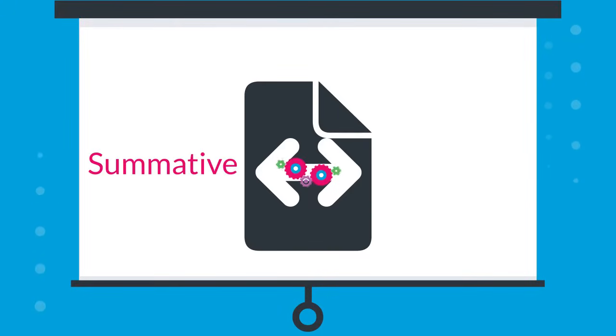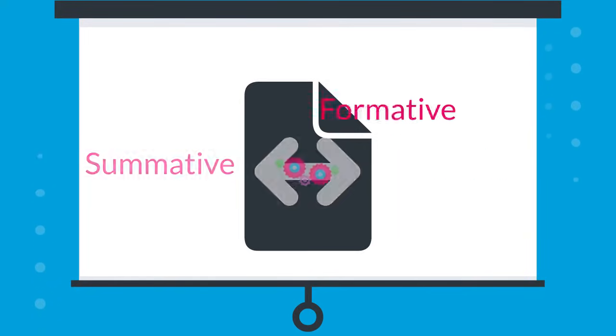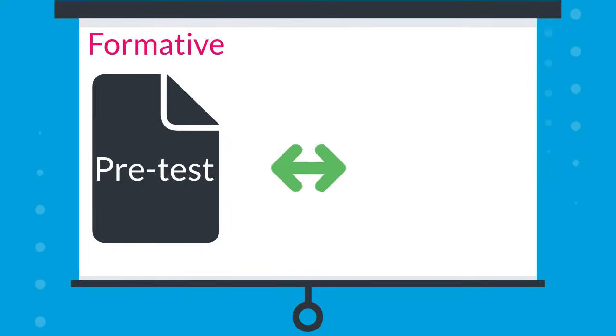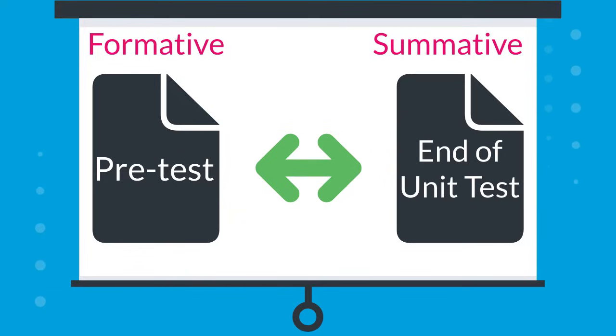Sometimes the same test could be summative or formative, depending on how it is used. For example, an educator might give a pre-test at the beginning of a unit as a formative assessment, and then administer a similar version of that test as a summative assessment at the end of the unit.